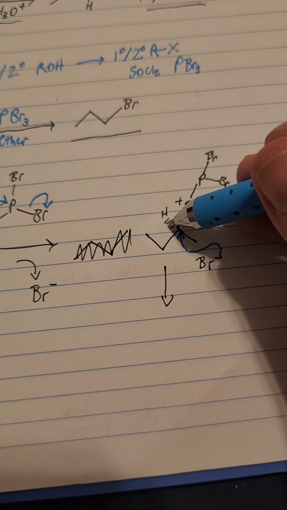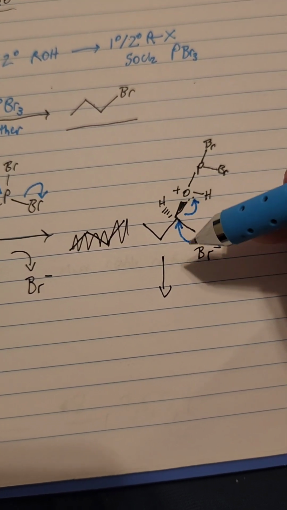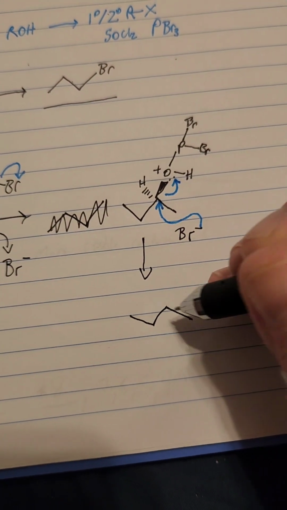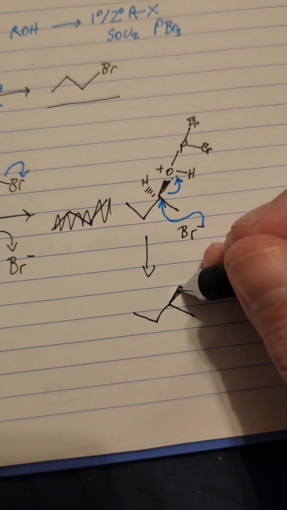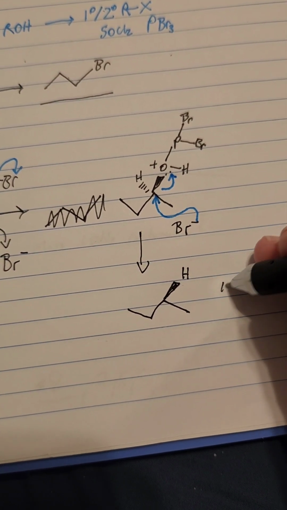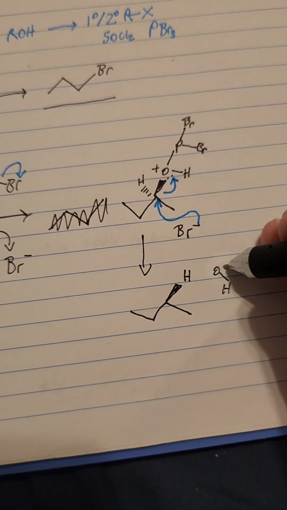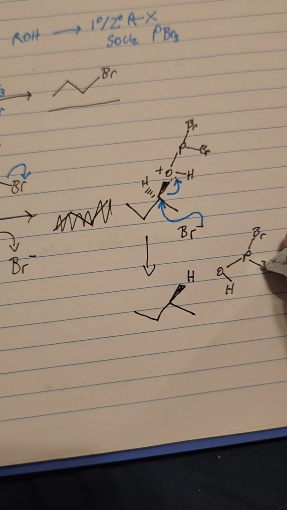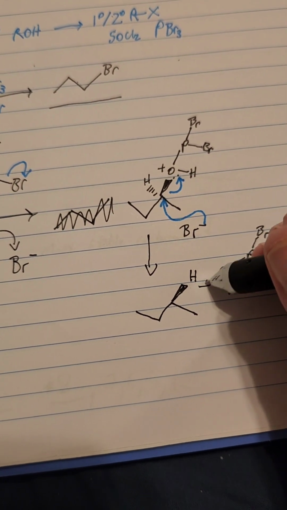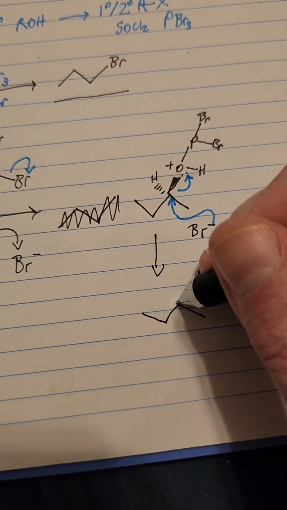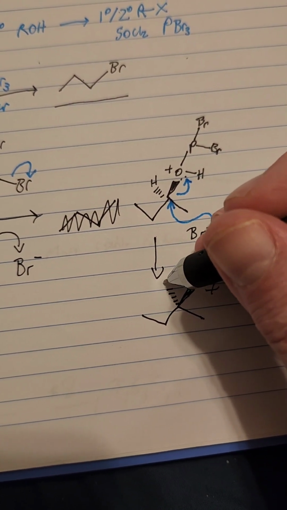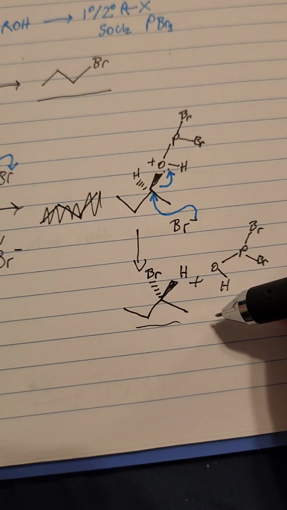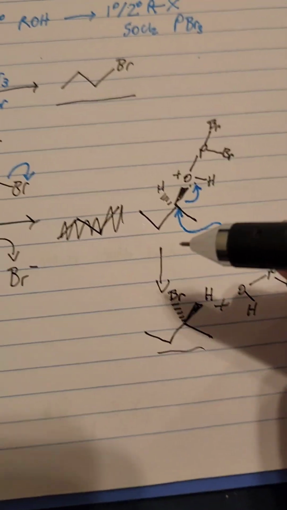And so it's coming from the backside of this hydrogen here. And so what this is going to do is it's going to force the hydrogen bond forward while the rest of that mess of a PBr2OH molecule gets kicked off. And then on the back you have the bromide that added. So this is an example of the mechanism as to how the PBr3 works.